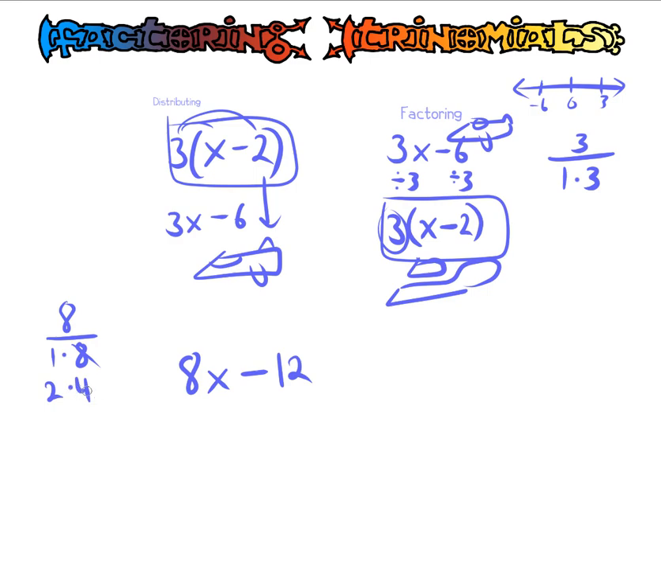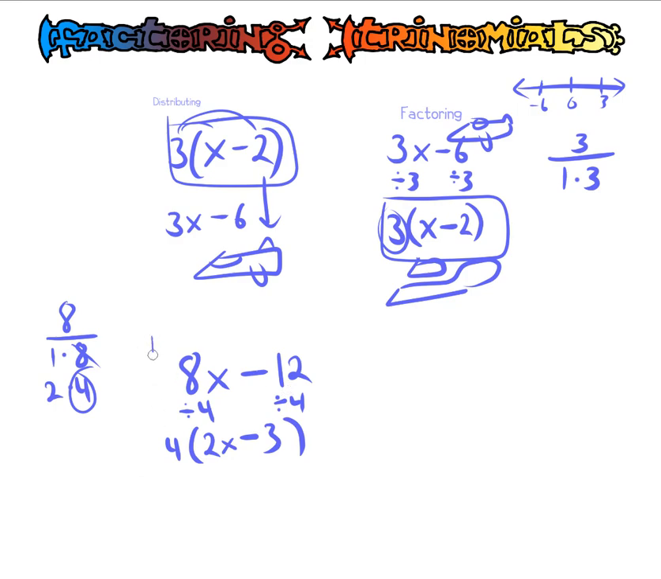Then I'm going to try 4. Does 4 go into negative 12? The answer is yes. So I'm going to divide this by 4, and I'm going to divide this by 4. This is the greatest common factor that these two have. I put my 4 outside the set of parentheses, and inside the parentheses I have 2x minus 3. And I am done.